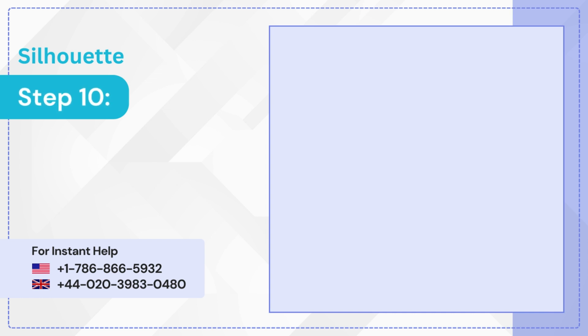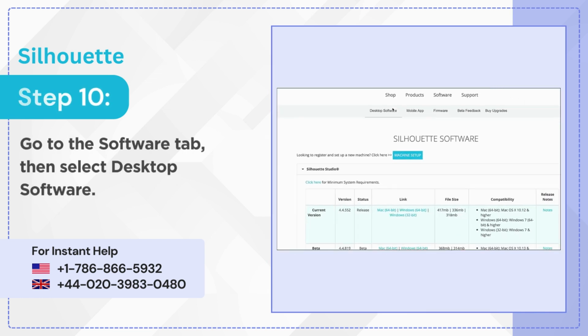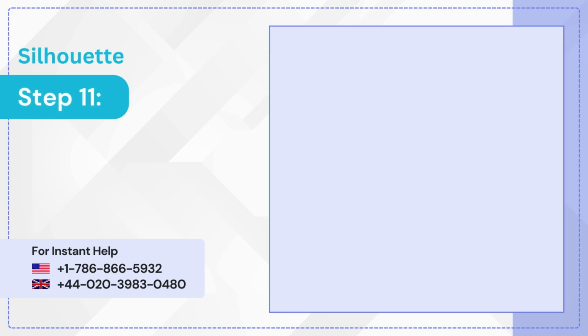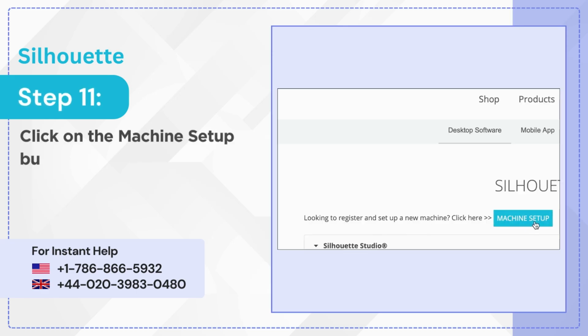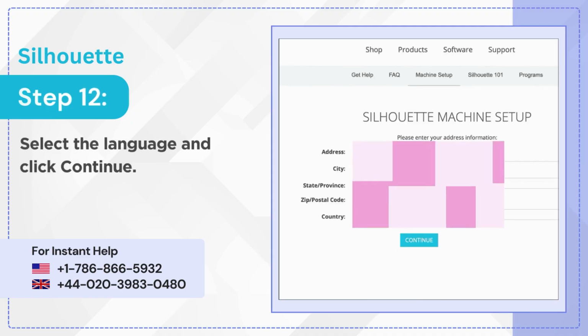Step 10. Go to the Software tab, then select Desktop Software. Step 11. Click on the Machine Setup button. Step 12. Select the language and click Continue.